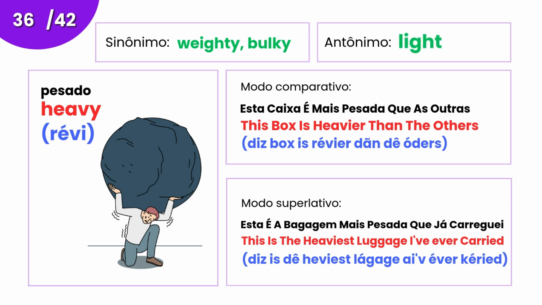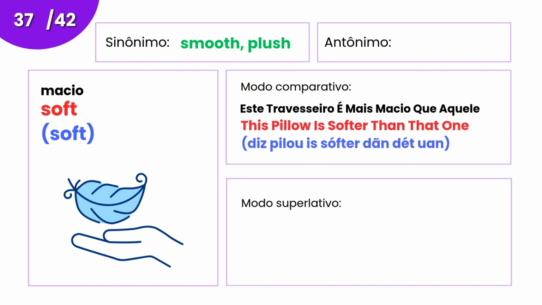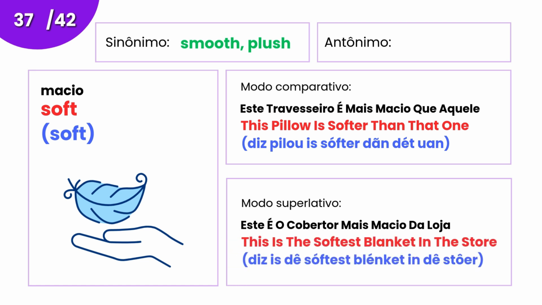Opposite, light. Soft: smooth, plush. This pillow is softer than that one. This is the softest blanket in the store.